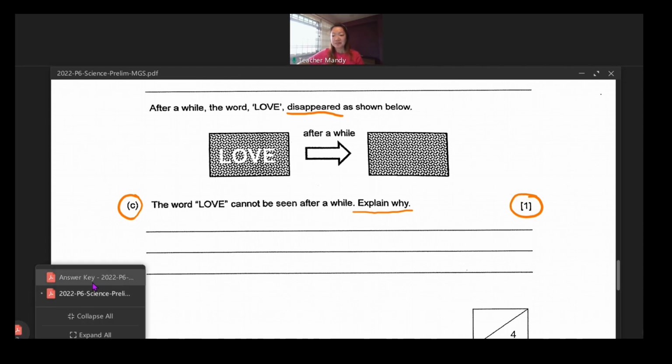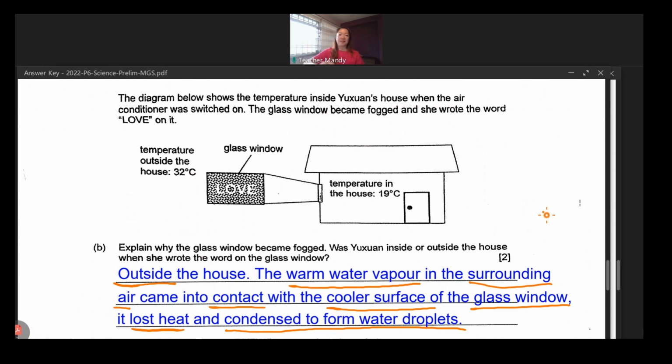Now, 10 seconds to think about it first. Why did it disappear? I'll give you a clue. Would there be more water droplets forming after a while? Let's say after 30 minutes. Okay, and think about how it's going to make the word disappear. Think about the link between these two and then write it down first. So give yourself 10 seconds.